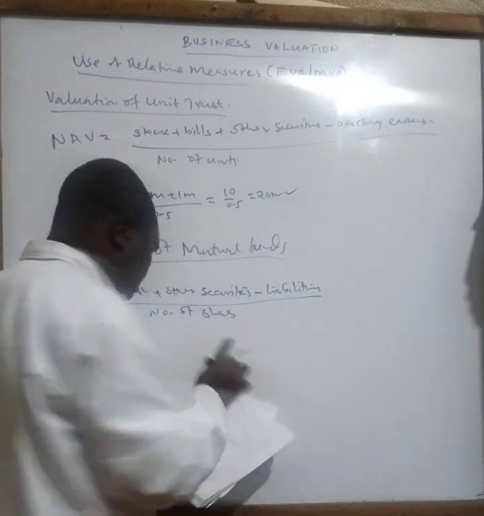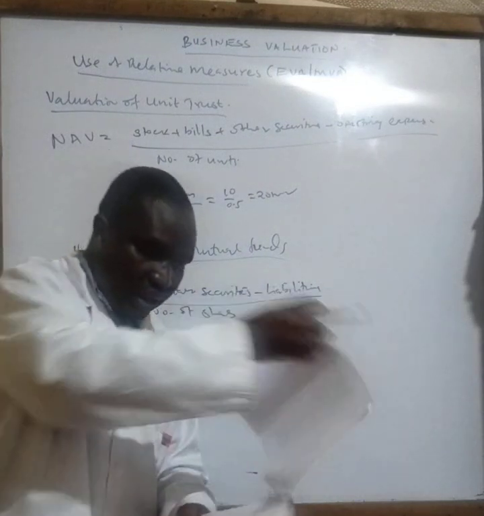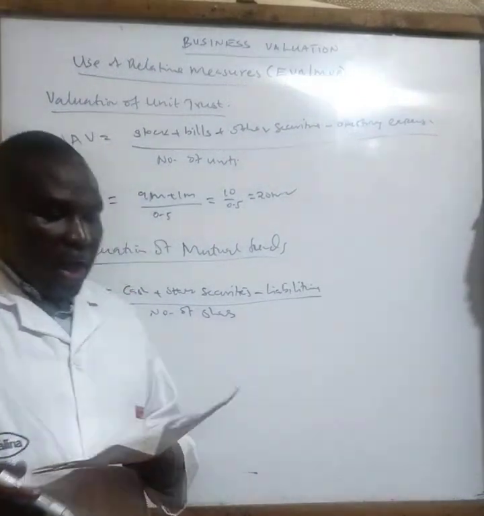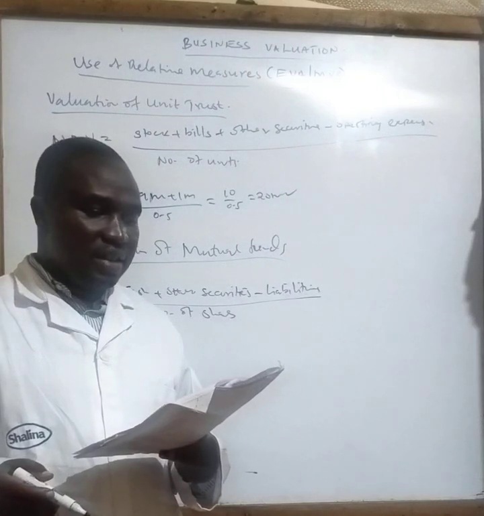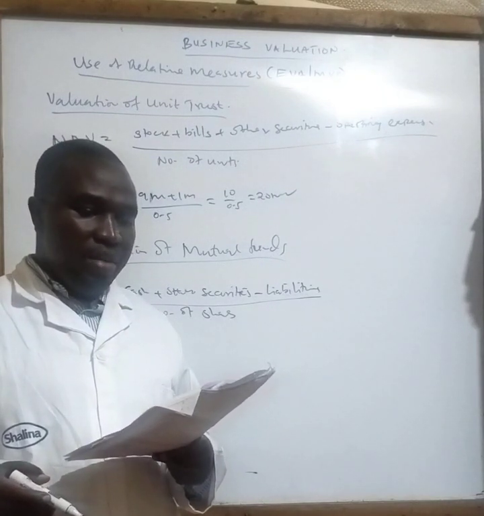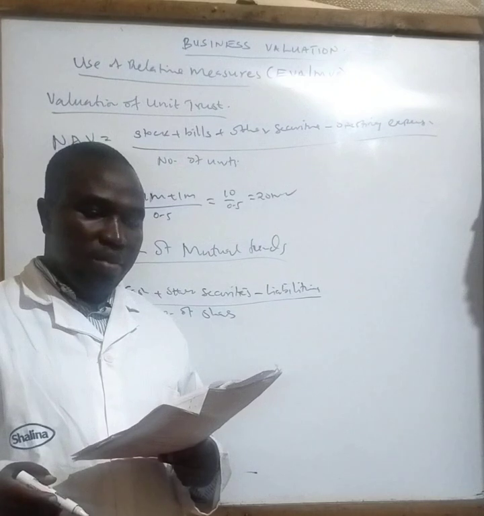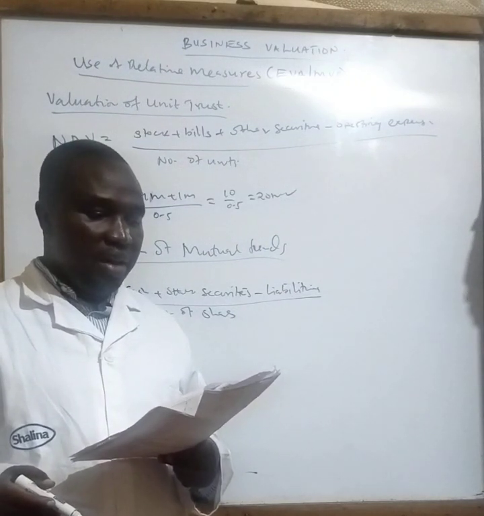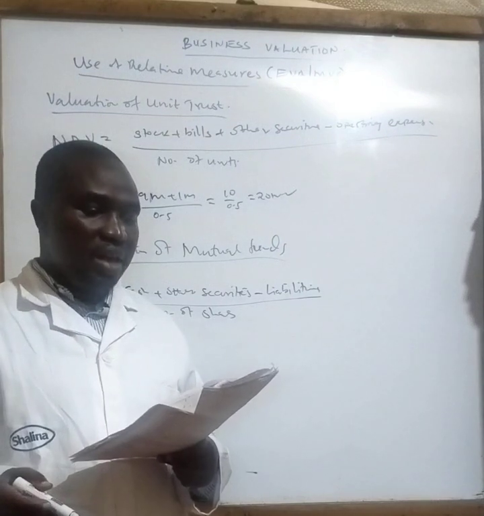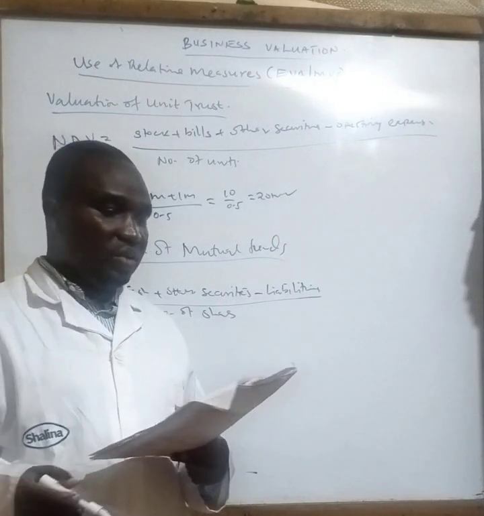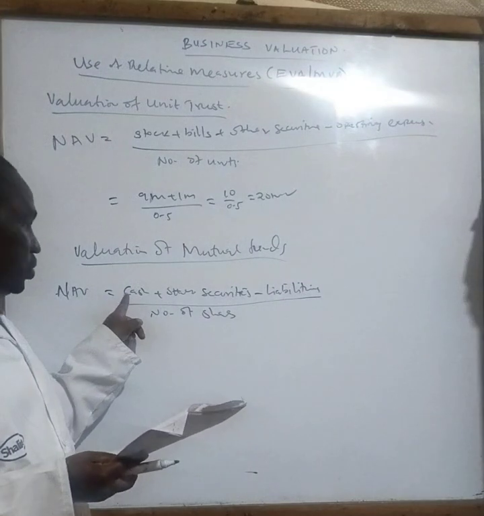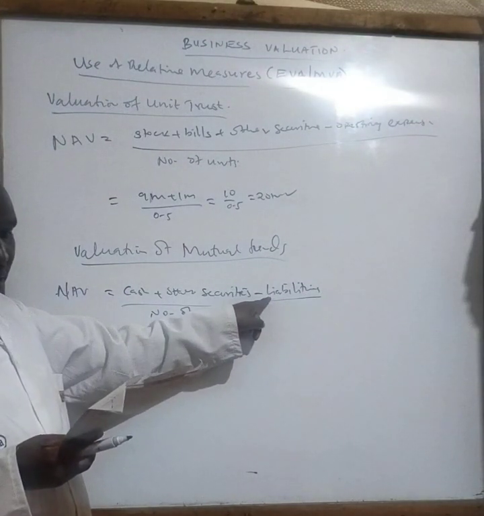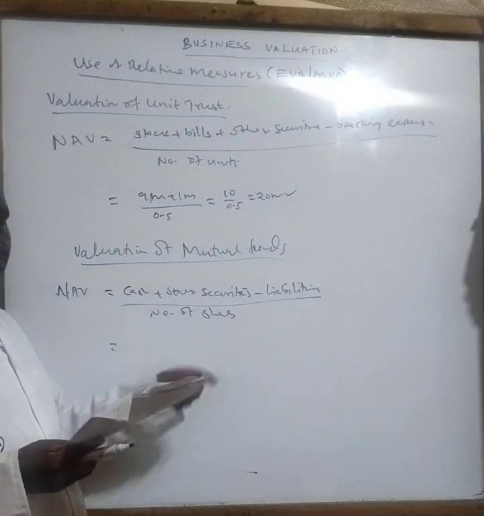So let's see from the question. I have a question there which says a fund has assets of 70 million, liabilities of 30 million, and 1 million shares outstanding. Calculate the net asset value of the fund. So assets of 70 million, so you can see cash, those are assets. Then liabilities are there as 30 million. Then they are saying 1 million ordinary shares.